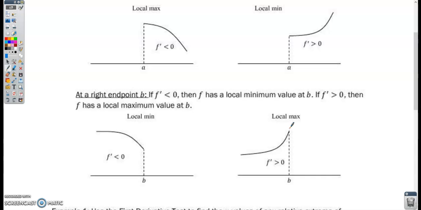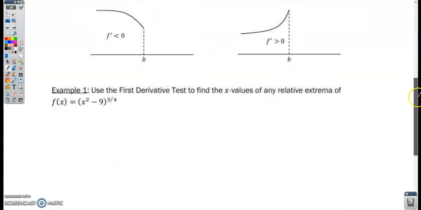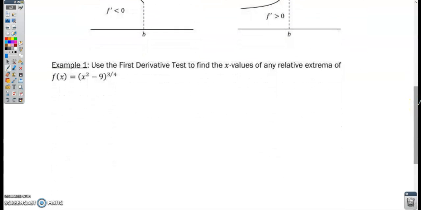extrema. When we're at endpoints, we're looking at the behavior of the function as we move away from that endpoint. When we're at non-endpoints, we're looking for sign change in order to determine the type of extreme value that we have. All right. Let's look at example 1. Use the first derivative test to find the x values of any relative extrema of f of x equals x squared minus 9, that quantity to the 3/4 power.